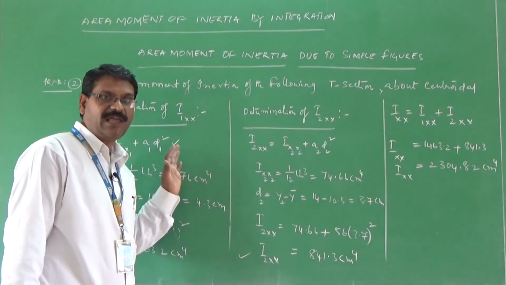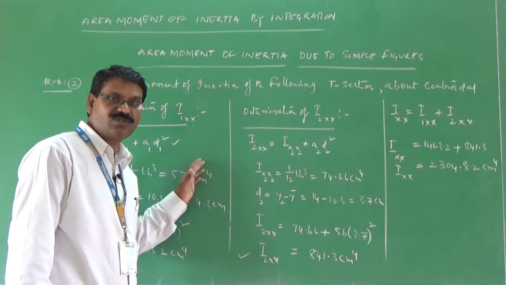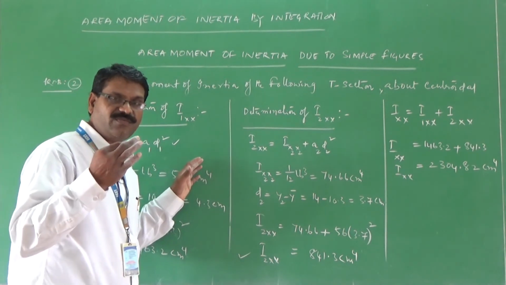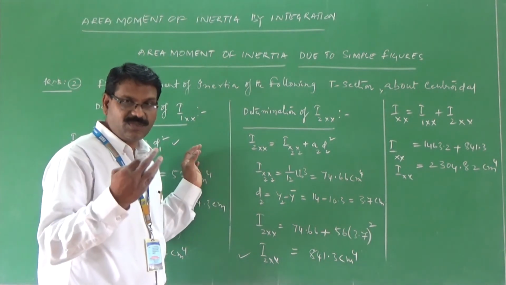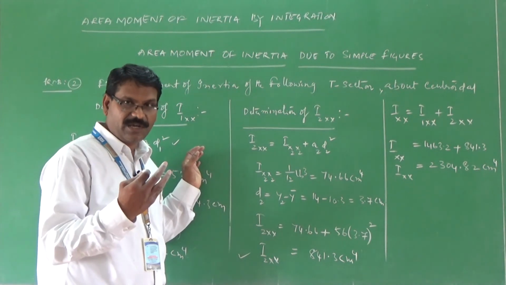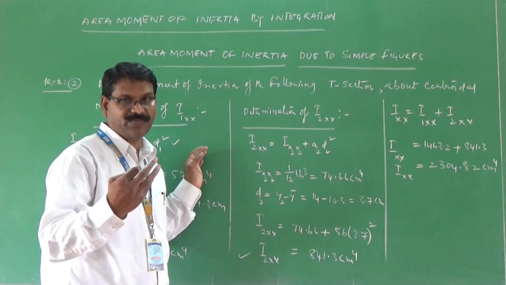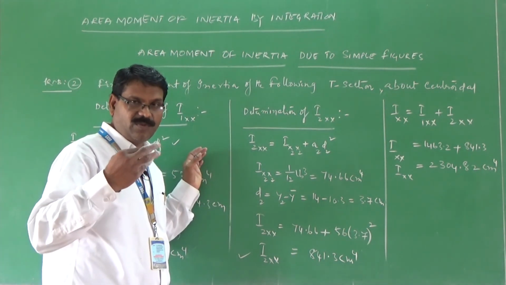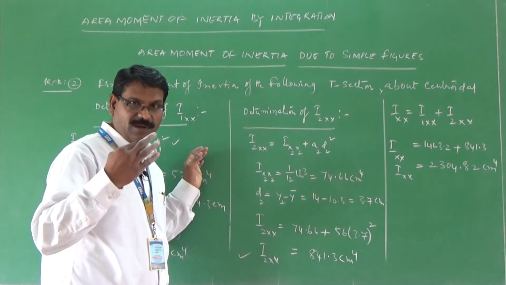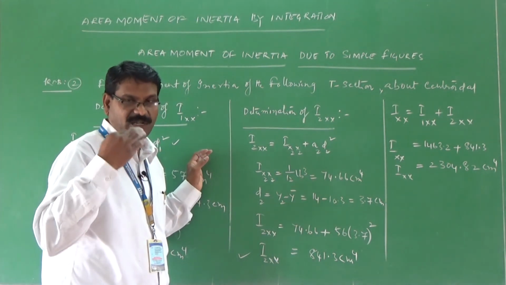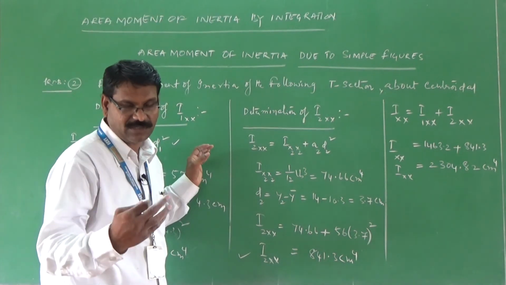This is the way of calculating problems towards the determination of area moment of inertia with respect to simple figures and composite figures, etc. And the determination of area moment of inertia by the utilization of composite figures, that episode we will see in the next video lecture. Thank you very much.